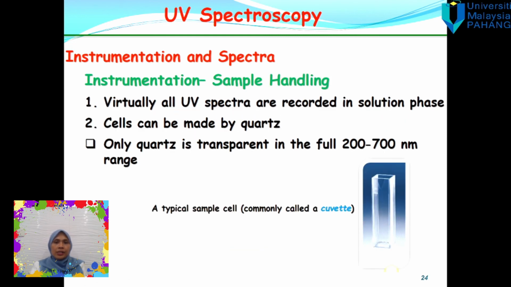For sample handling, we have to put our sample in a cuvette that is transparent to the 200 to 700 nanometer range of light. This is a common cuvette, whether it is a plastic or glass cuvette. It must be clear so the light can pass through. We should correctly insert our sample in the UV spectroscopy.